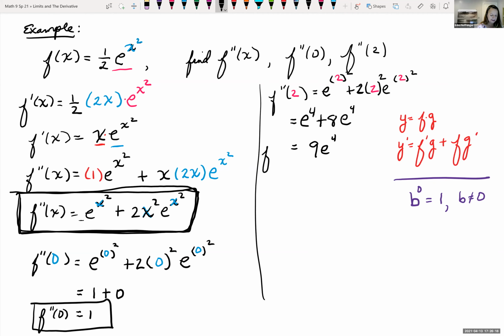My guess is you're asked to leave this in exact form, and so you won't have to go and evaluate what e is in the calculator and raise that to the 4th. Okay, so let's look at one more, this time with natural log involved in it, and then we'll talk about concavity and finding that.